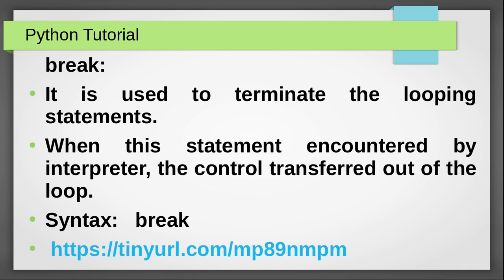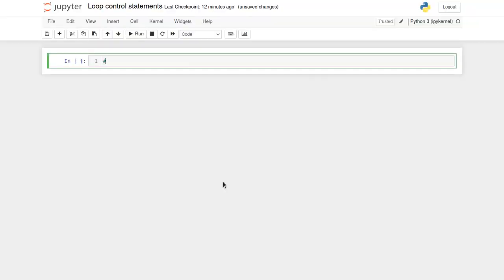This statement is used to terminate the looping statement, either a while loop or a for loop. When the statement is executed, the control is transferred out of the loop, so the loop is immediately terminated. The syntax is break. Let me explain the break statement with an example program. Mostly these loop control statements are associated with an if statement.